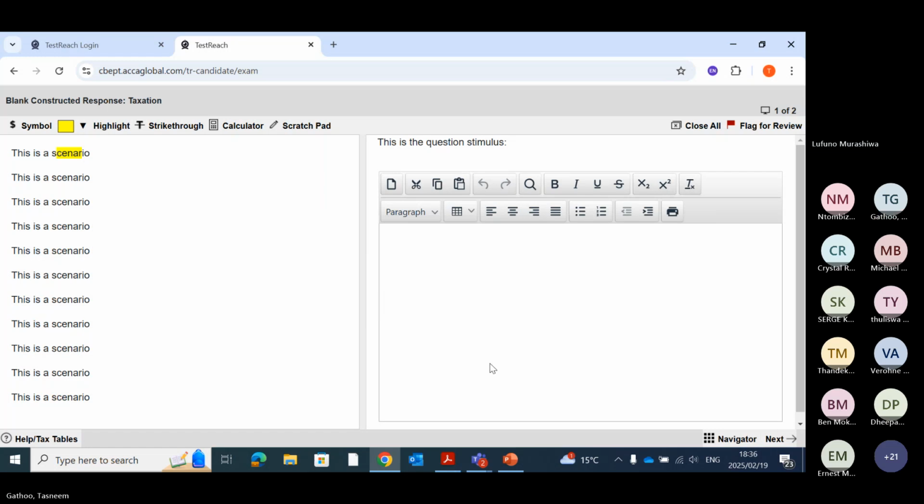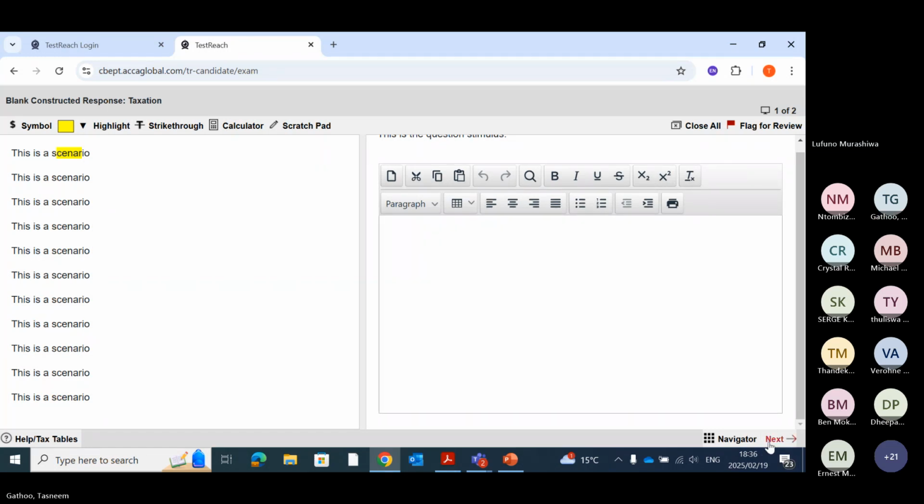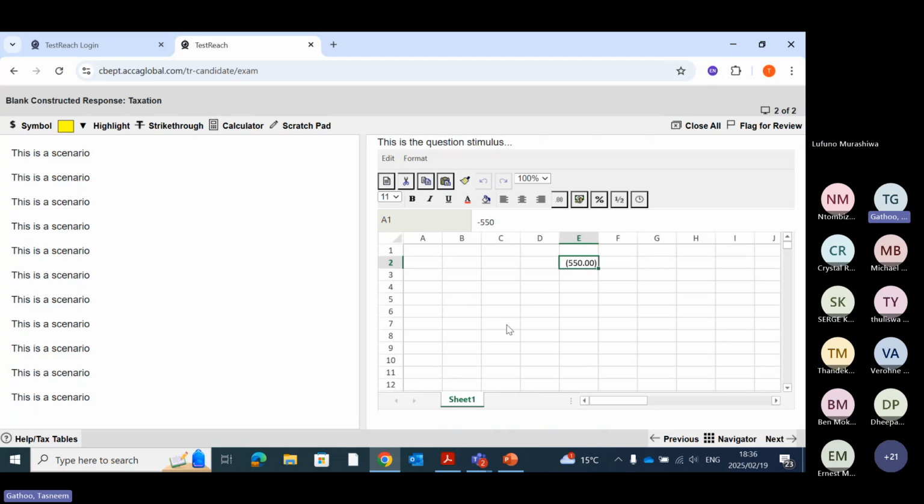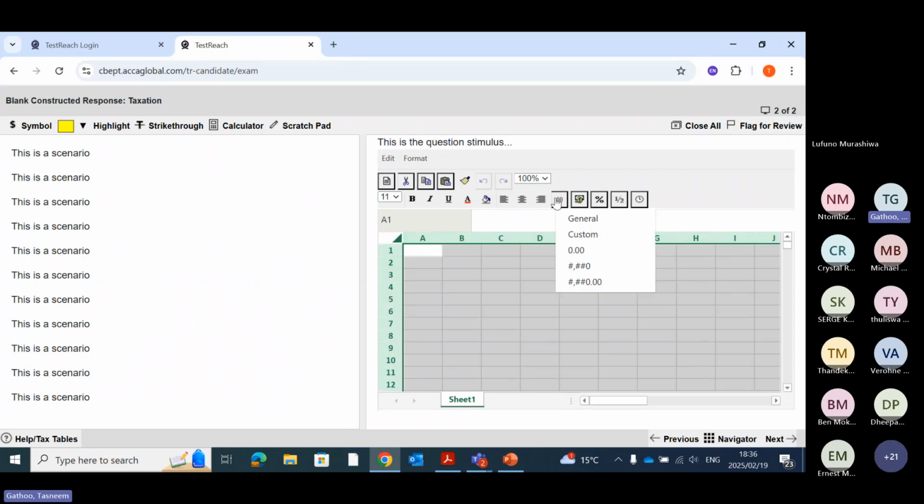Then I just want to show you the spreadsheet functionality. So this is, for example, how the spreadsheet will look if you have a calculation. It will come up with this. One important thing that I want to draw your attention to is, firstly, because it's a calculation type question, make sure you put in your 00 so your rands come up. Also, you must show when an amount is a negative amount.